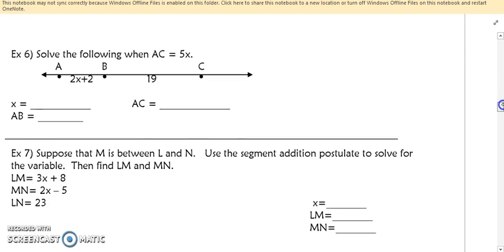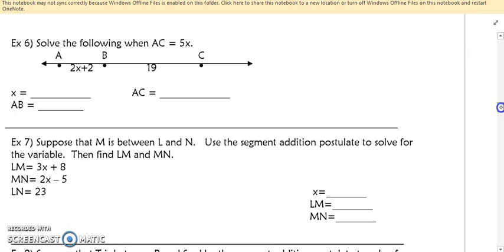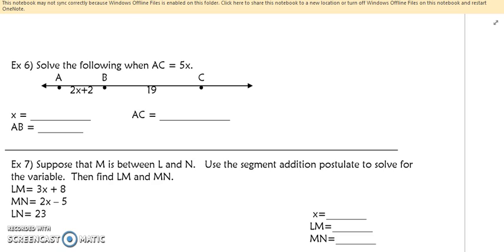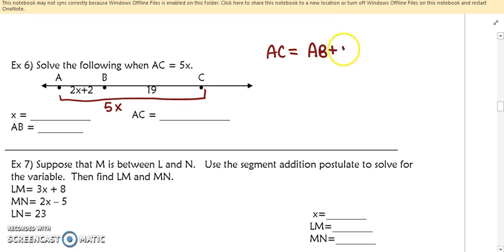Okay, now we have a little bit of algebra ahead of us. So for this type of problem, we want to find x when the measure of AC is 5x. So 5x is the whole, because that's the measure of AC. Our 2 parts within AC are AB and BC. AC has a measure of 5x. AB has a measure of 2x plus 2. BC has a measure of 19. So it's that part plus part equals whole.